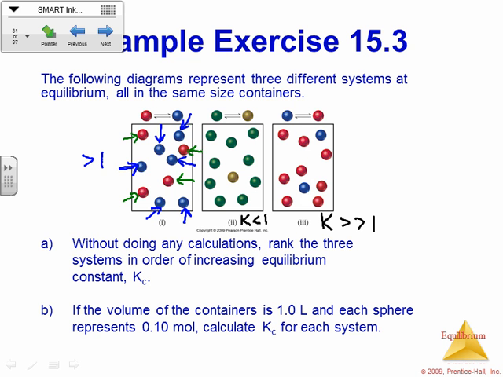So rank them in order. Number 3 is probably going to be our biggest K. They say in order of increasing, so we need to start with 2, and then we would go to 1, and then 3 would be our biggest K value. The volume of the containers is 1 liter, and each sphere represents 0.10 moles. Calculate Kc for each system.